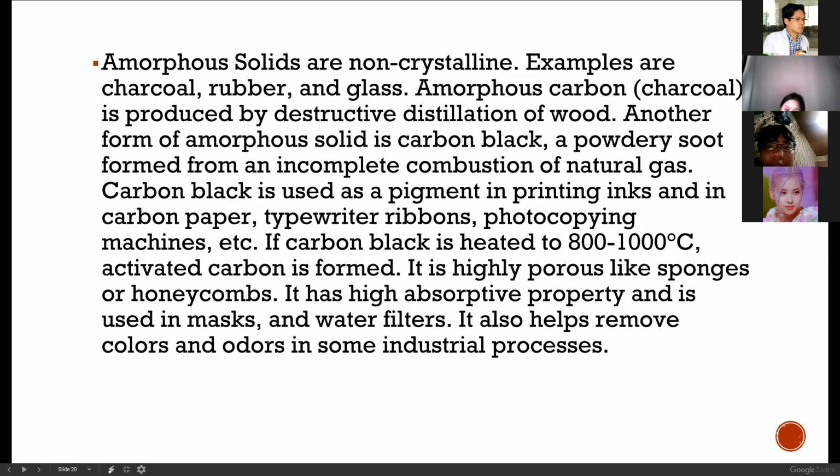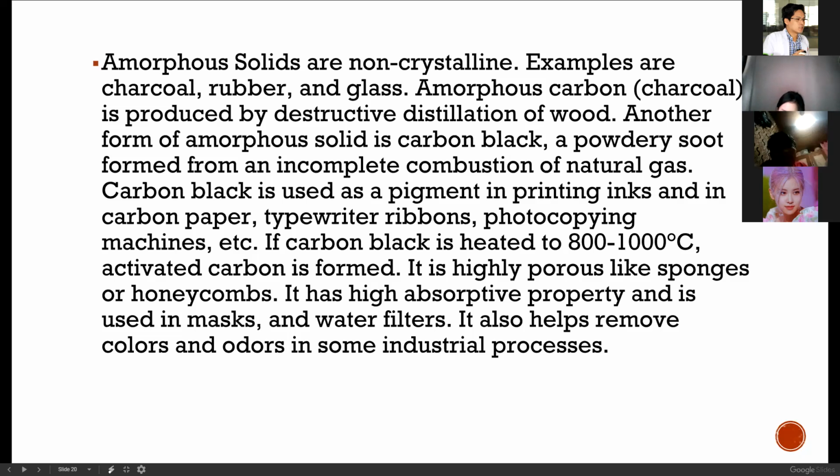If carbon black is heated to 800 to 1000 degrees Celsius, activated carbon is formed. It is highly porous like sponges or honeycombs. It has high absorptive property and is used in masks and water filters. It also helps remove colors and odors in some industrial processes.